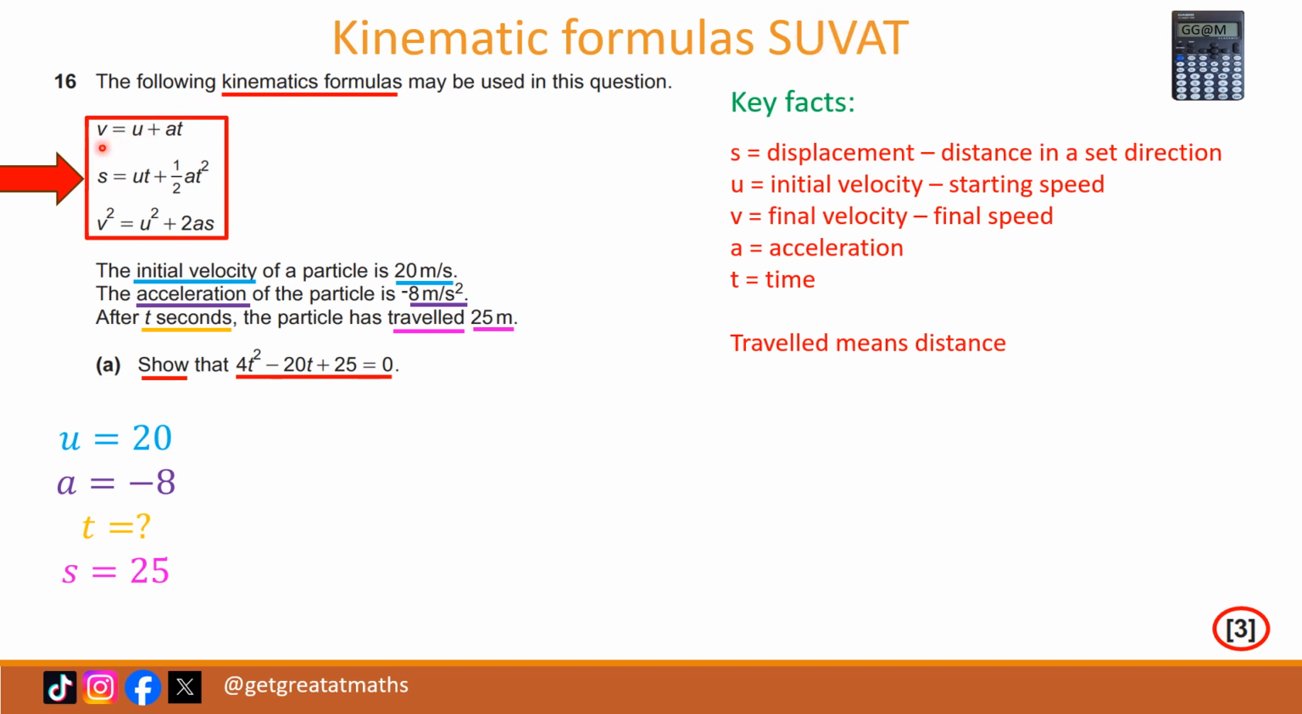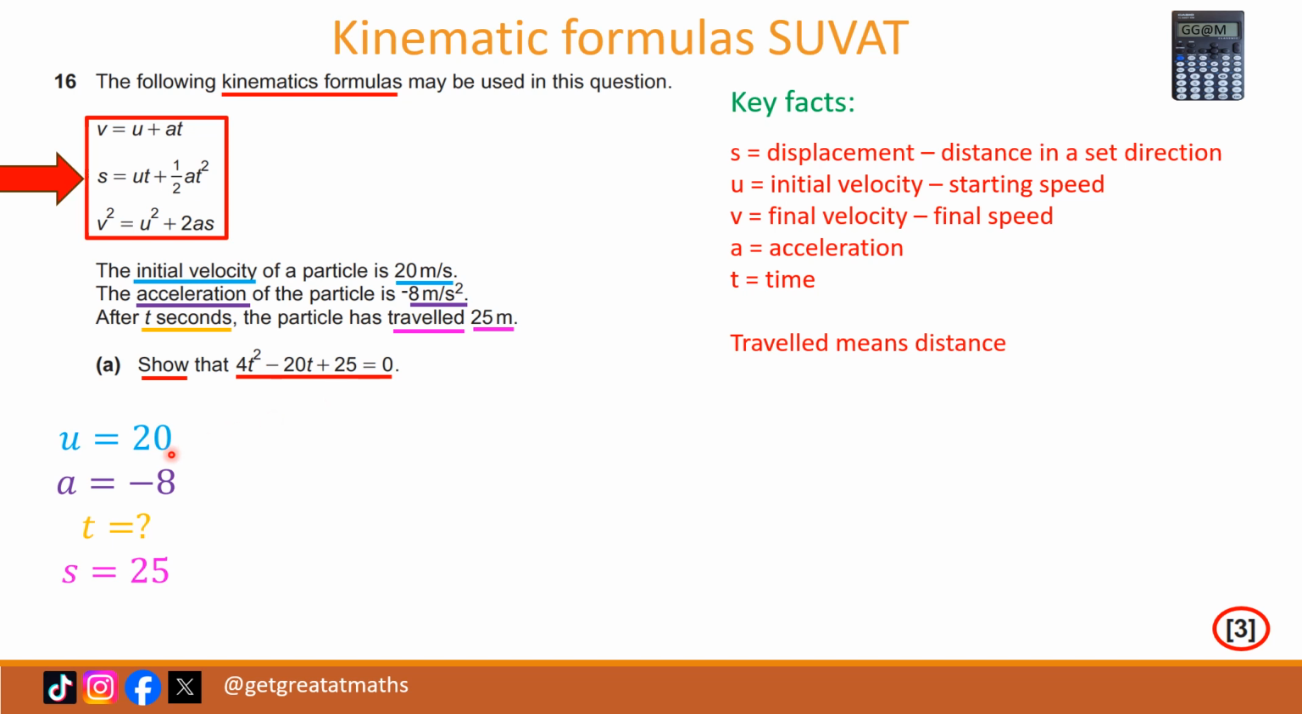So the equation at the top has a V in, and the equation at the bottom has a V in, which means that these 2 equations, the top one and the bottom one, are not relevant for this question. The middle one has got an S, a U, a T and an A in, which is what letters we've got, U, A, T and S, just in a different order. Doesn't matter the order. Now we've got the information from the question, we've chosen which formula we're going to use. Make sure you substitute those values into the equation, then you should be able to show this equation here.